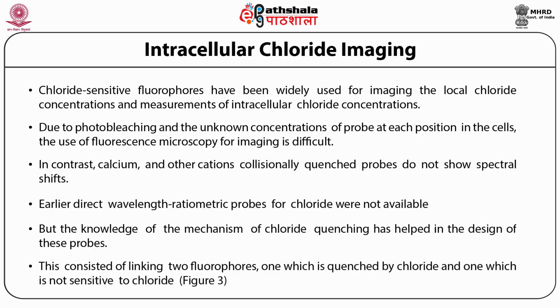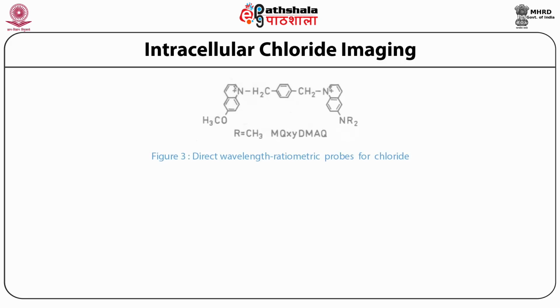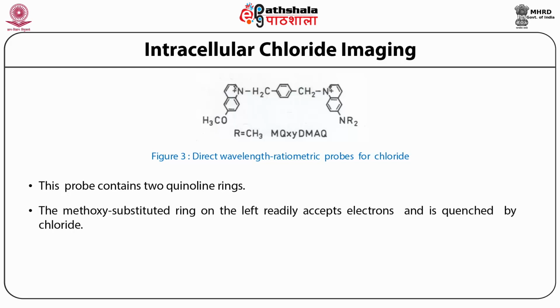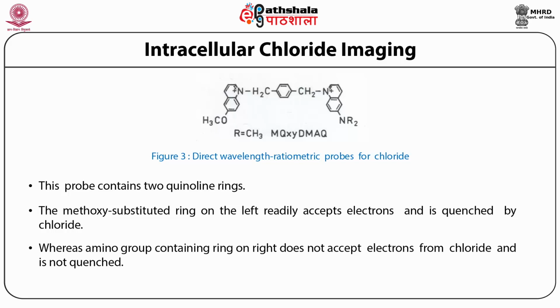This consists of linking two fluorophores, one which is quenched by chloride and one which is not sensitive to chloride. Here is an example of a direct wavelength-ratiometric probe for chloride. This probe contains two quinoline rings. The methoxy-substituted ring on the left readily accepts electrons and is quenched by chloride, whereas the group on the right side of the quinolinium, which is an amino group, does not accept electrons from chloride and therefore is not affected by it, and hence no quenching.